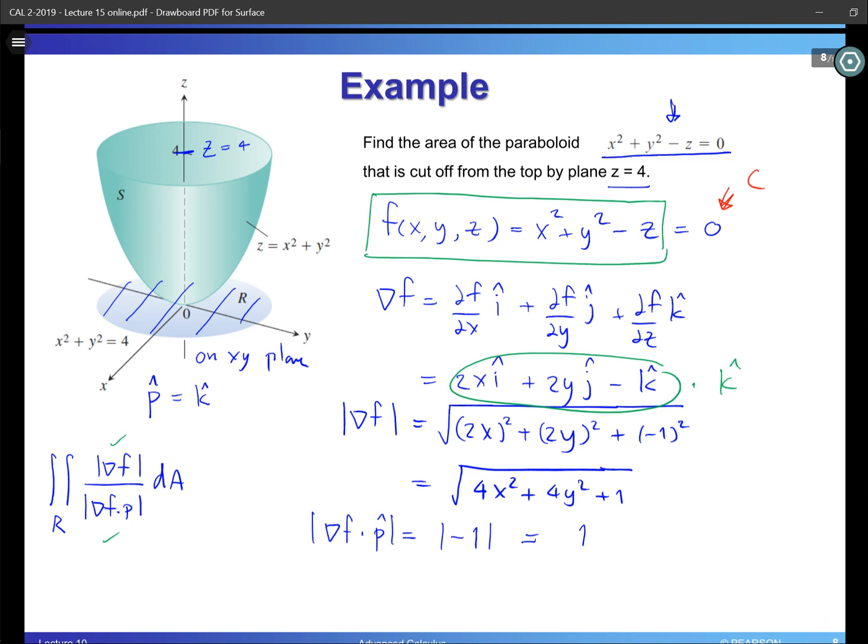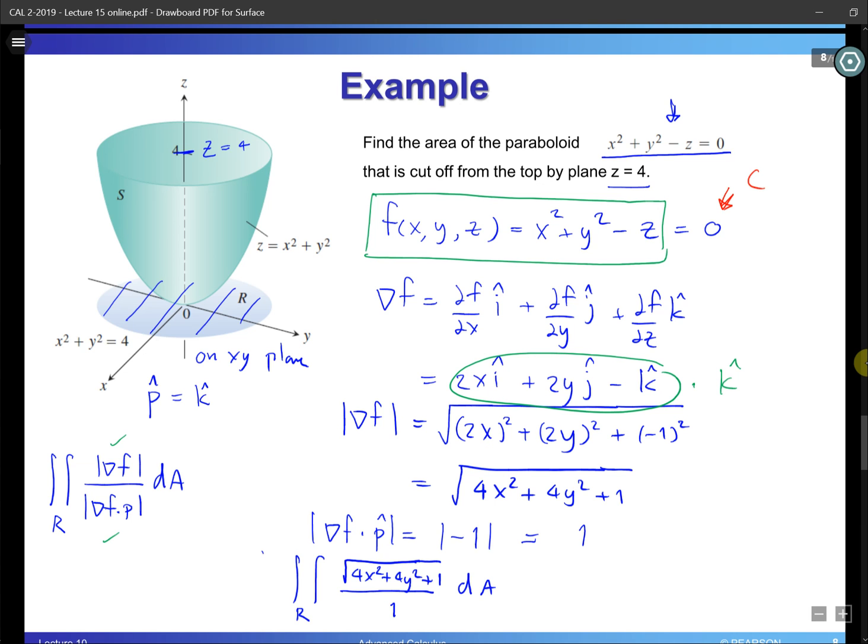Okay, so now we have everything we need in order to perform the double integral. So let's put everything together. We have this double integral over the domain region R of the absolute value of gradient of f, that is the square root of 4x squared plus 4y squared plus 1, divided by 1, and this has to be performed with respect to differential area.